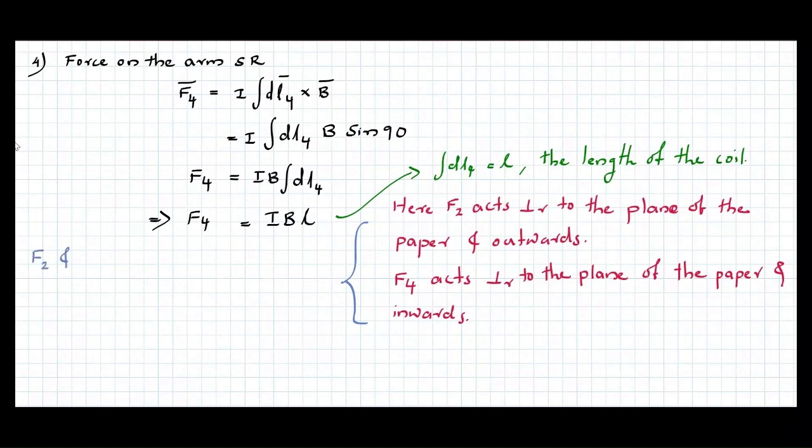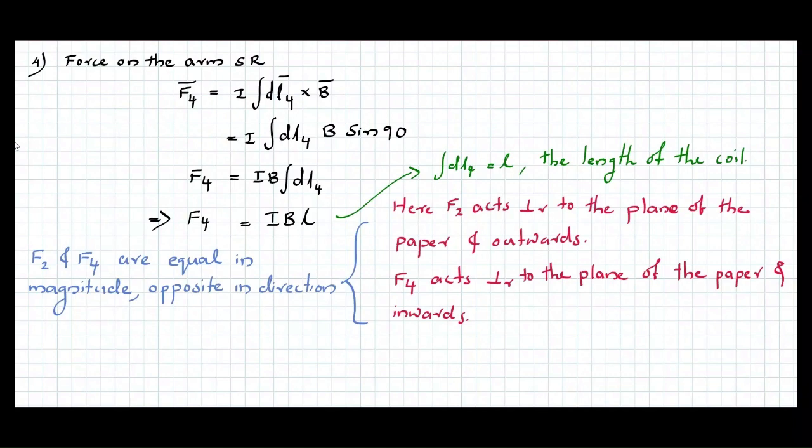Even though F2 and F4 are equal in magnitude, their line of action is different. One is pointing inwards and one is pointing outwards. The forces F2 and F4 are equal in magnitude but opposite in direction and have different lines of action. When two forces are equal in magnitude, opposite in direction, but have different lines of action, what is the result? They will constitute a couple, and as a result, the coil will rotate.